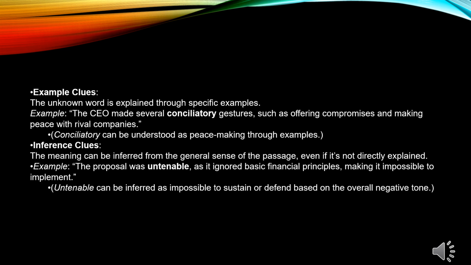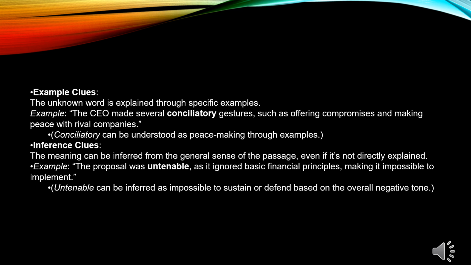The next one is example clues. The unknown word is explained through specific examples. For example, the CEO made several conciliatory gestures, such as offering compromises and making peace with rival companies. Conciliatory can be understood as peacemaking through examples.